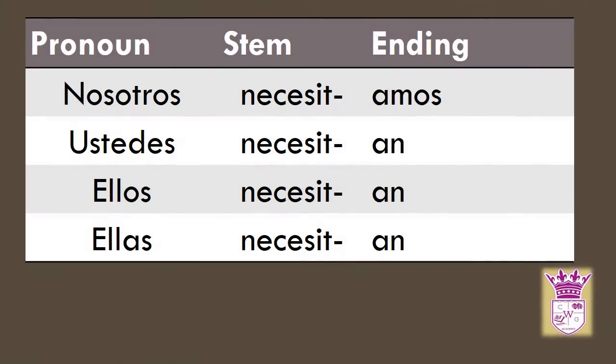Let's look at the plurals. Nosotros, we. Let's take the stem and add the amos ending. Nosotros necesitamos. Ustedes, you all, necesitan. Ellos, they, necesitan. Ellas, they, feminine, necesitan. I'm not going to talk about vosotros here, since it's only used in Spain.